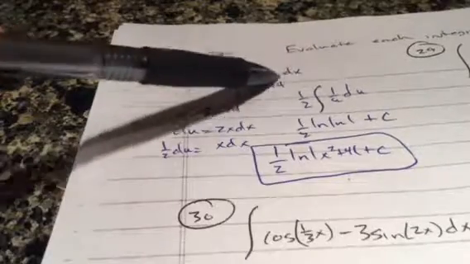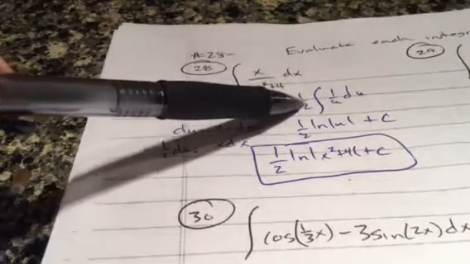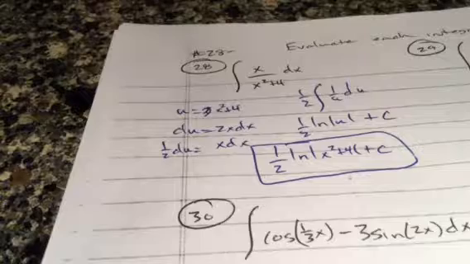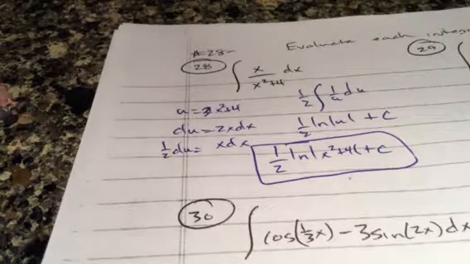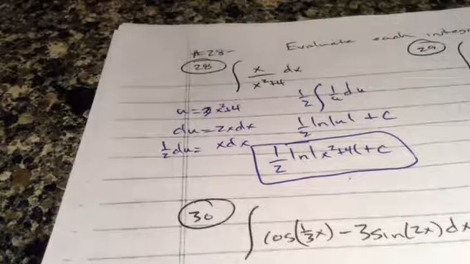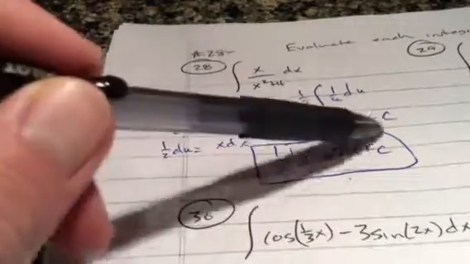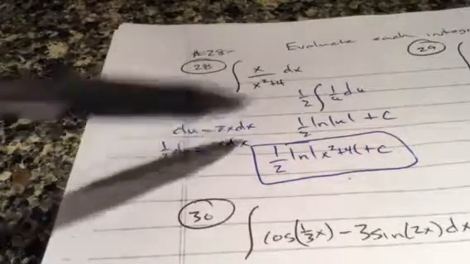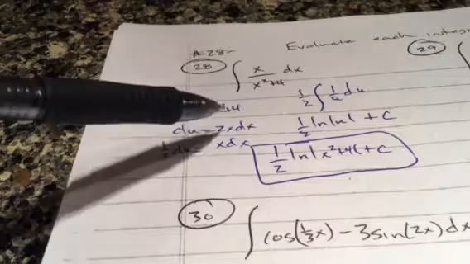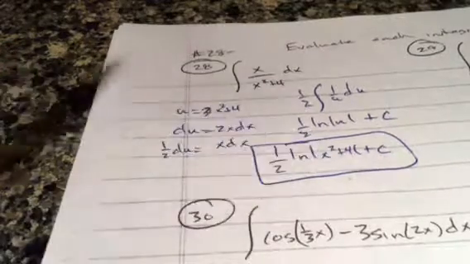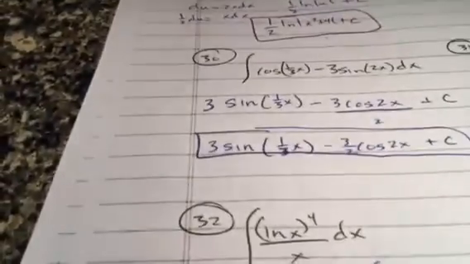I substitute in for that, so now I can write everything in terms of u. That's 1/2, 1 over u du. All right, take the integral of 1 over u, that's natural log u. Don't forget about the half, don't forget about plus c, and then I substitute what u is. So x squared plus 4, substitute that in for u. Take a look at number 30.